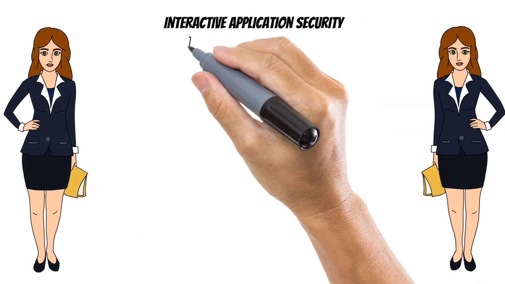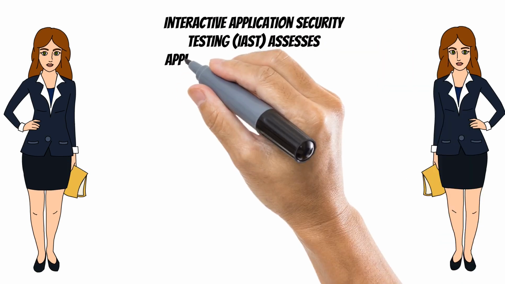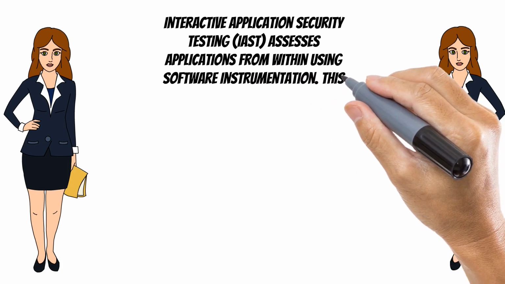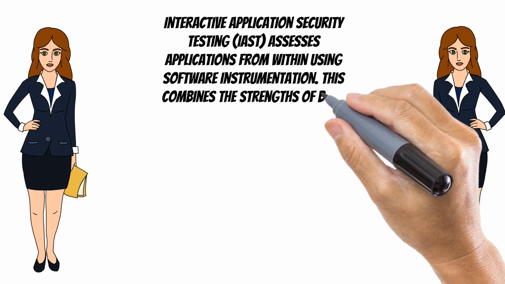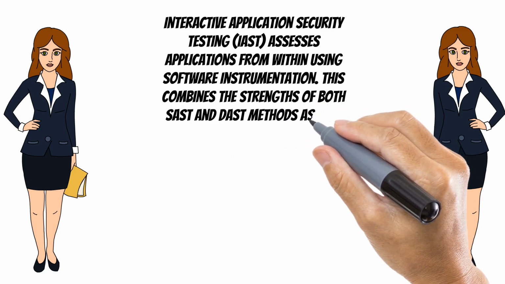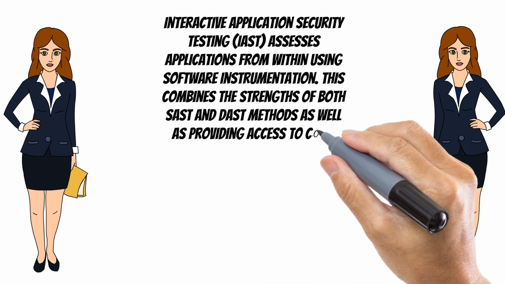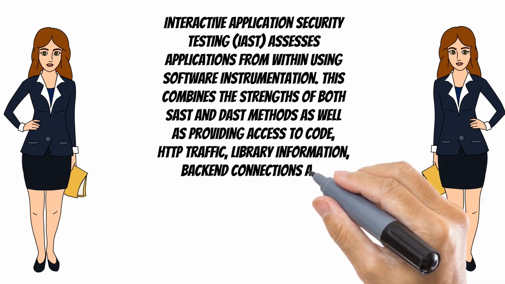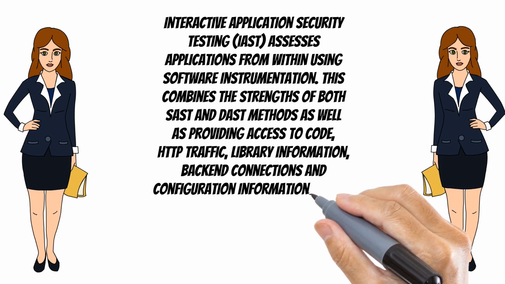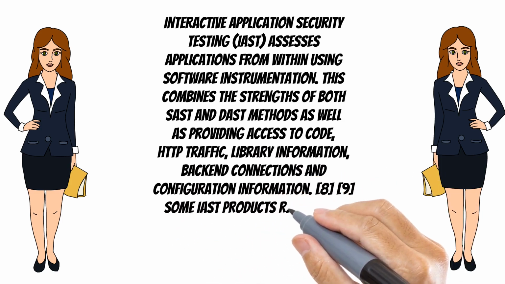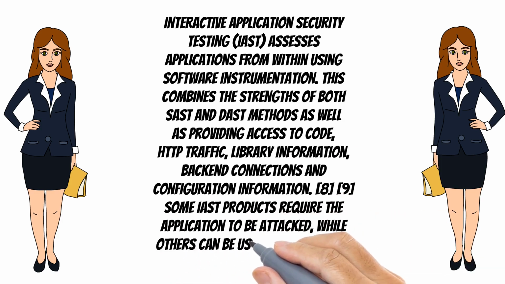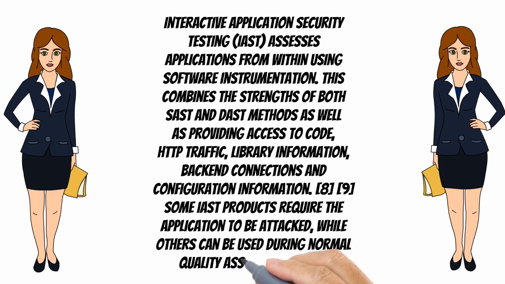Interactive application security testing assesses applications from within using software instrumentation. This combines the strengths of both SAST and DAST methods, as well as providing access to code, HTTP traffic, library information, backend connections, and configuration information. Some IAST products require the application to be attacked, while others can be used during normal quality assurance testing.